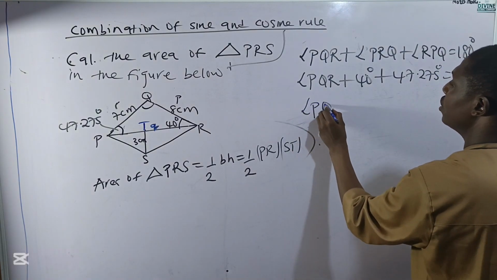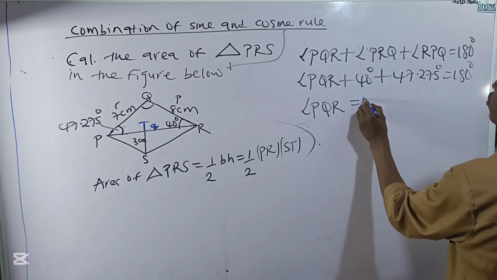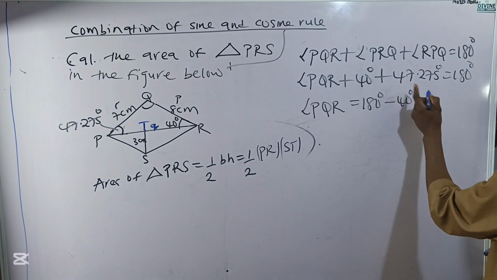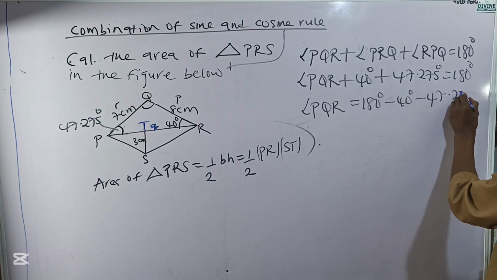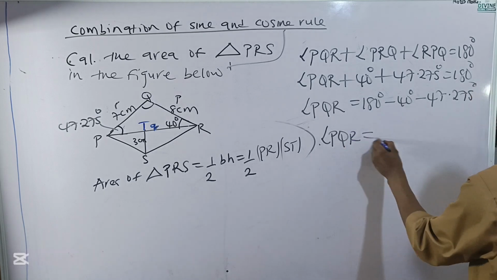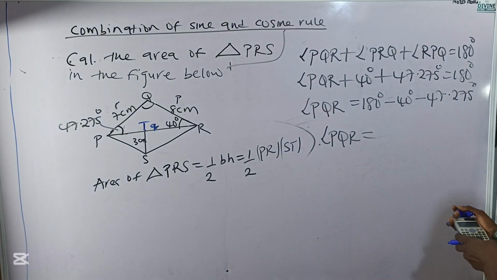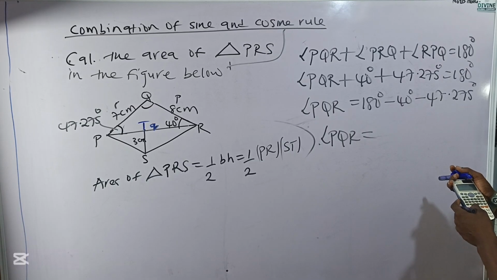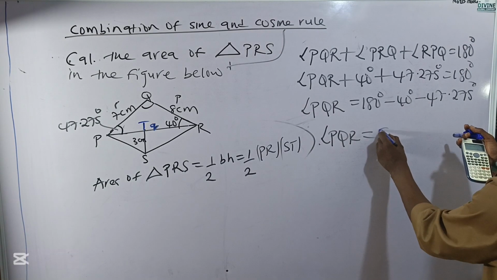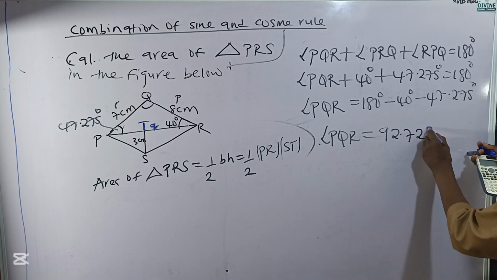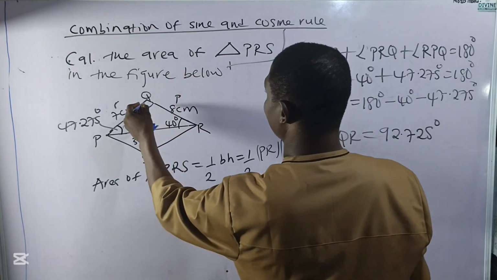And angle PQR will be equal to 180 degrees minus 40 degrees, moving to the other side, minus 47.275 degrees. So angle PQR will be equal to 180 minus 40 minus 47.275, and that will give me 92.725 degrees.